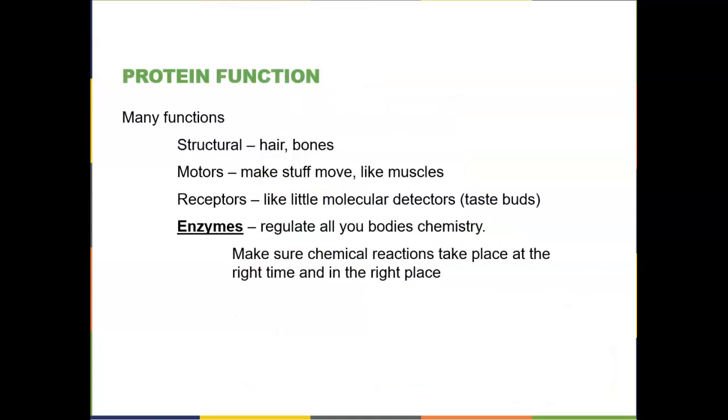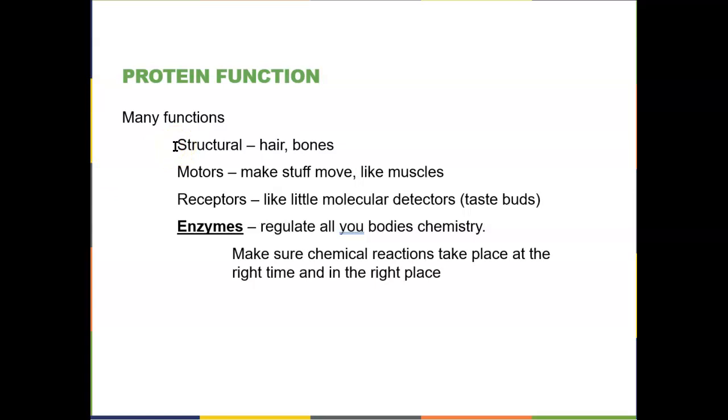So then we need to go over protein function. This is where things get a little complicated because proteins are like metal, right? You can use metal to make lots of different things. It can be a machine, it can be structural. Metal can also be used to make tools, right? So it's all sorts of different things.